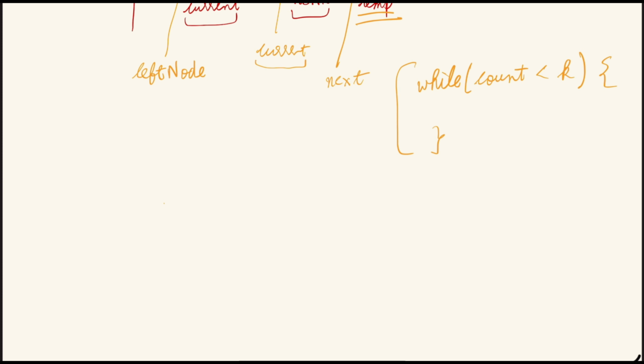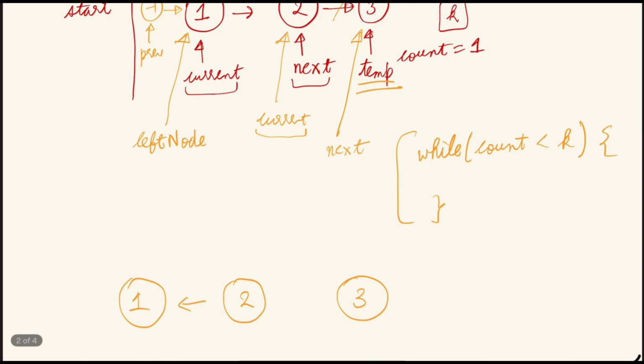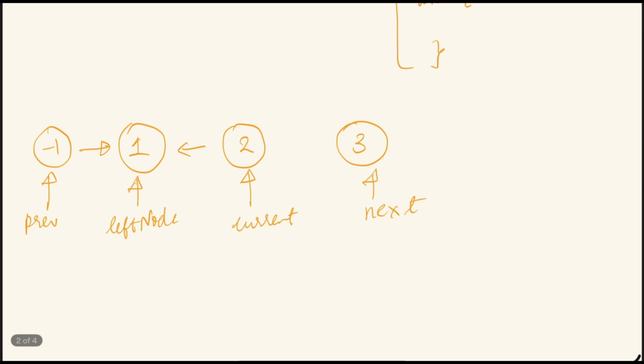So I have 1 and this is 2, and this is my next. 3 becomes next, 2 becomes current, and this is my left node variable. This is my previous. So here, as you can see, we have reversed our sublist. Now we need to update the pointers correctly before moving on to the next iteration.